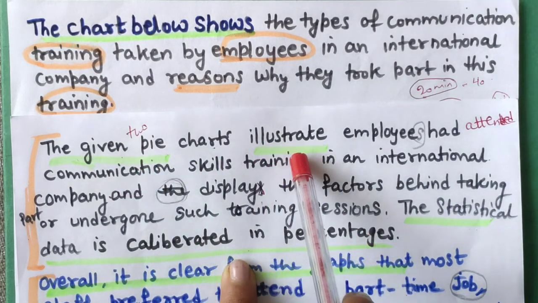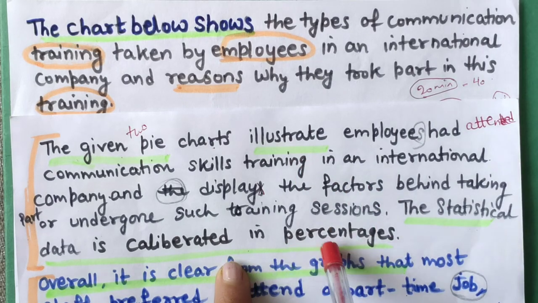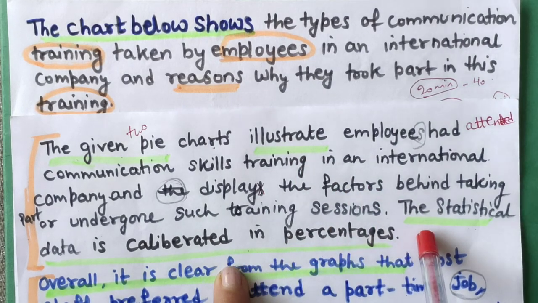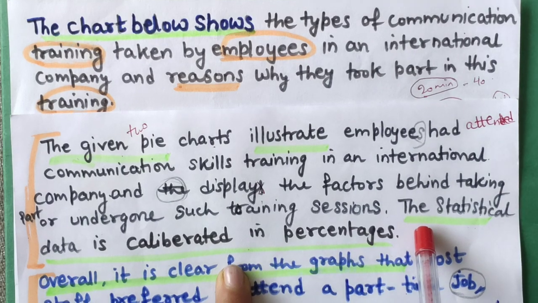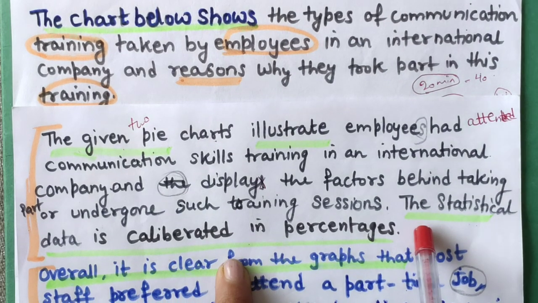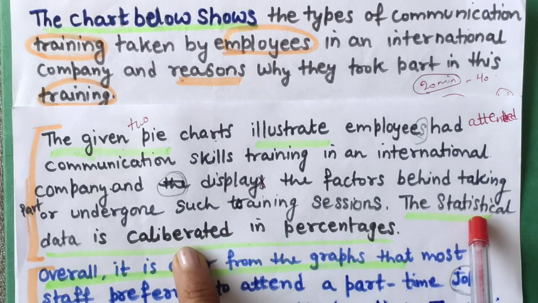So the green underlined words or sentences, you can use as a template in any Writing Task 1. But in diagrams, like map diagram or process diagram, you can't write this language, because that does not have any statistical data.